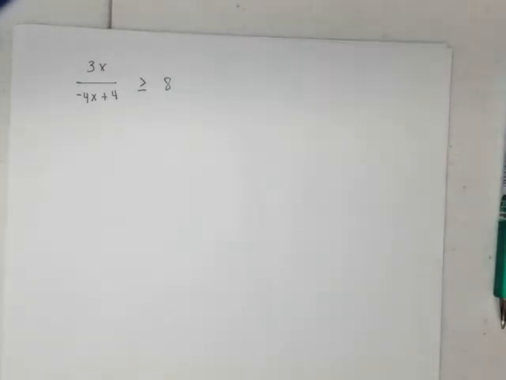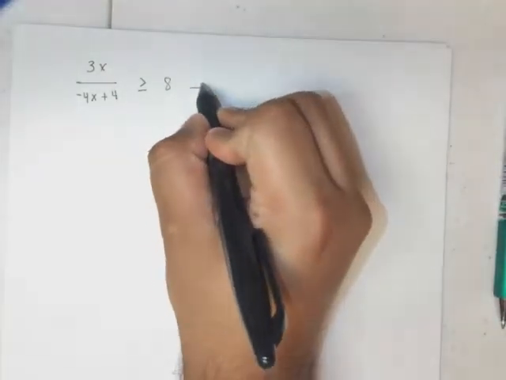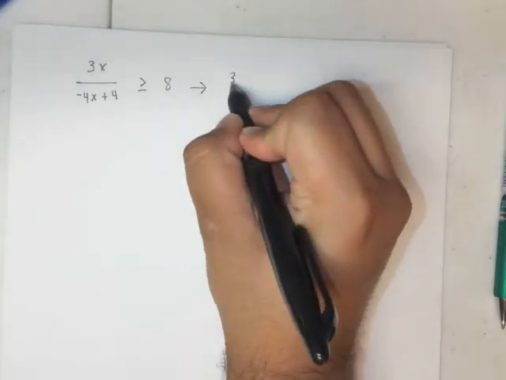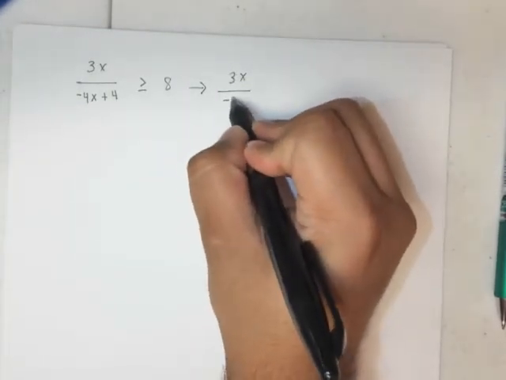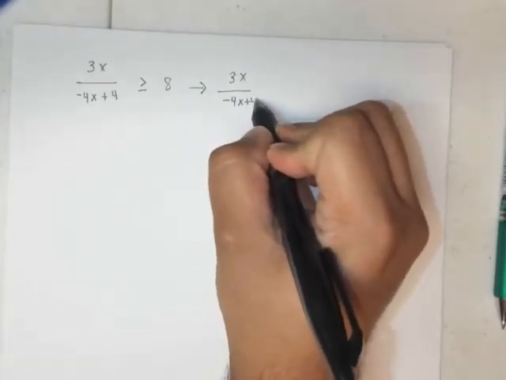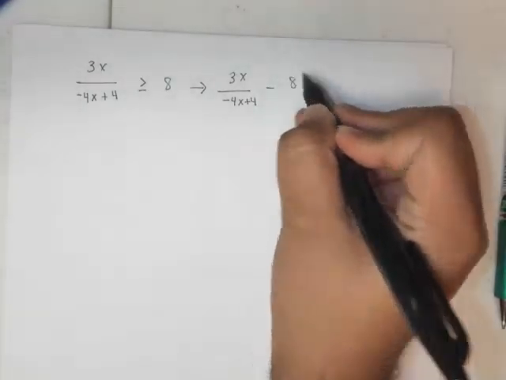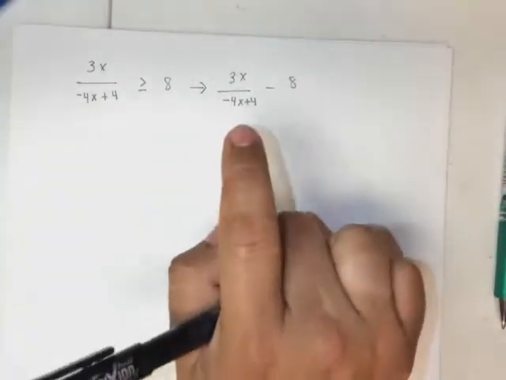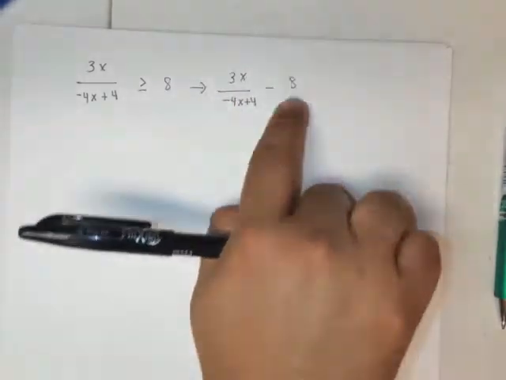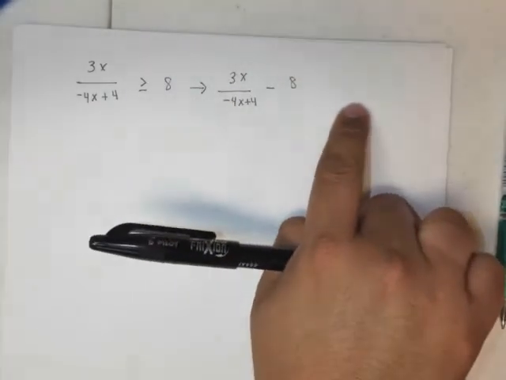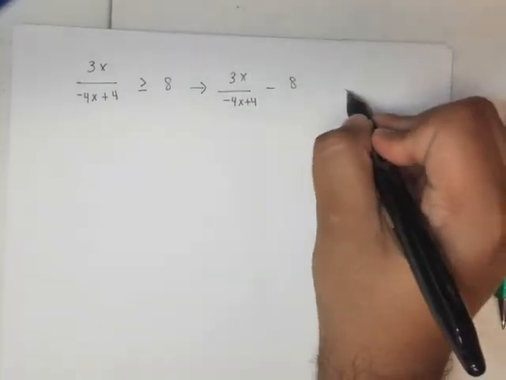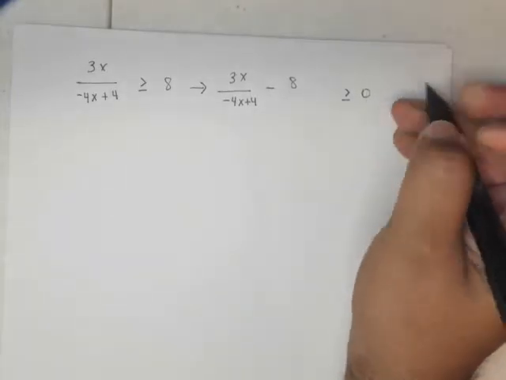Okay, so let me go ahead and rewrite this over here. Let's see, 3x over negative 4x plus 4 minus 8. Okay, now the other thing we need to do is combine this. I'm not going to write the greater than or equal to just yet. Well, I could write it. Let me just write it in. Greater than or equal to 0.